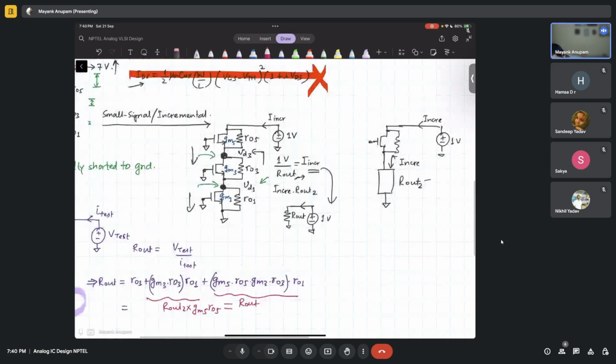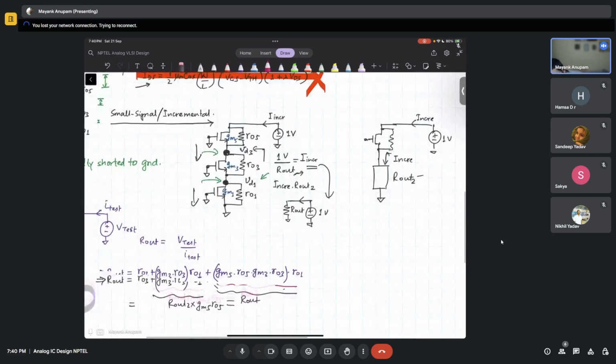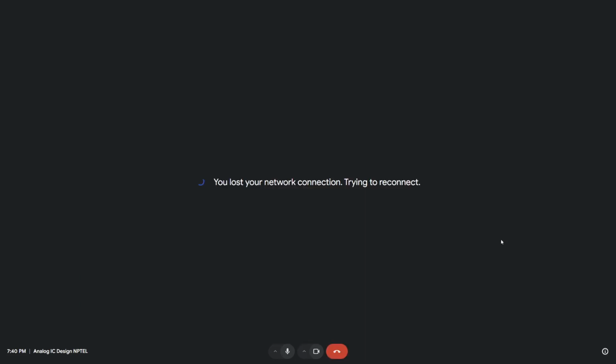However much I incremental is, at the first stage you will get some swing because of R out, a 1 volt swing. At the second stage, the same I incremental flows through R out 2, but now R out 2 is smaller compared to R out.